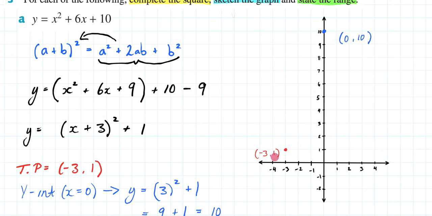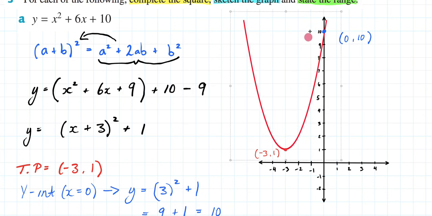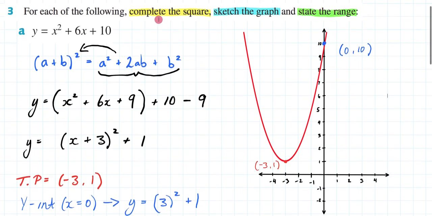So I have my turning point, I have my intercept. Now I'm going to give it a sketch, just like this. There we go. There it is. My turning point, my intercept. So I've completed the square. I've sketched the graph. Now I need to state the range.